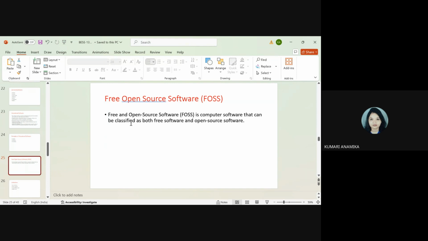Then one more software is free open source software. This free open source software is computer software that can be classified as both free software and open source software.